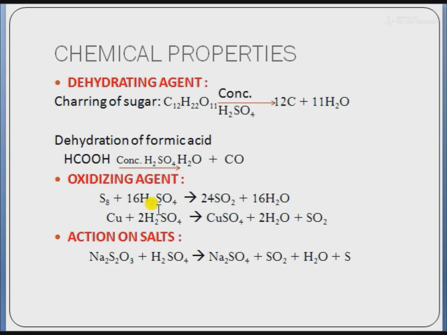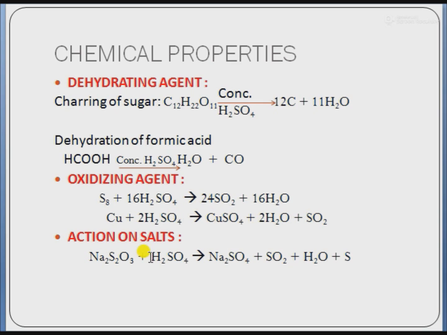When sulfur reacts with sulfuric acid, it oxidizes it to sulfur dioxide, that is SO2 plus water. And when copper turnings react with concentrated sulfuric acid, it converts into copper sulfate, and SO2 gas is evolved, and water also. It also oxidizes phosphorus to phosphoric acid, carbon to carbon dioxide, etc.